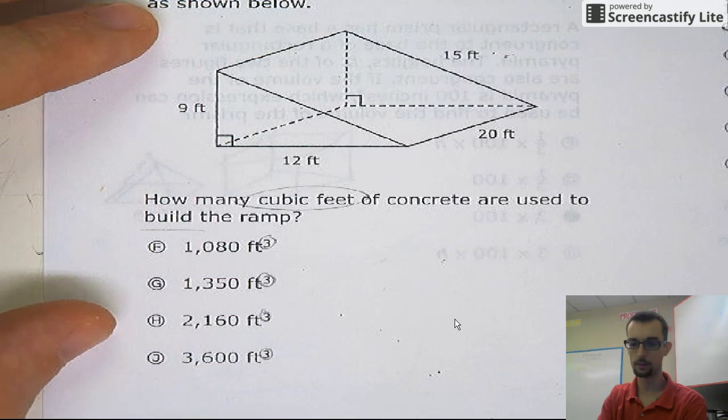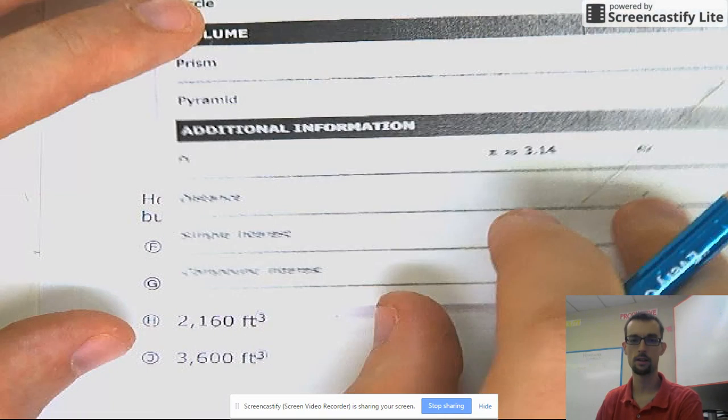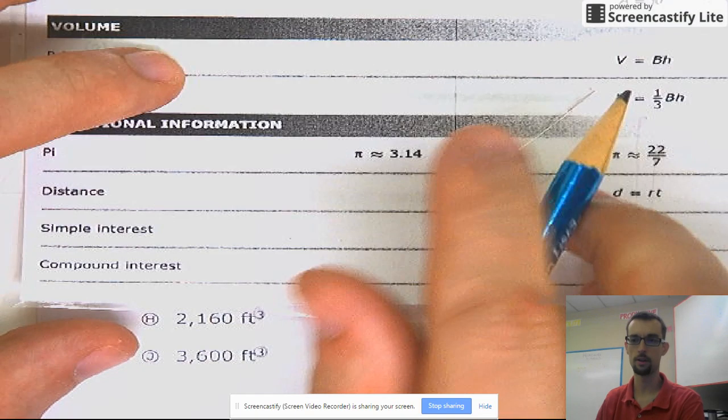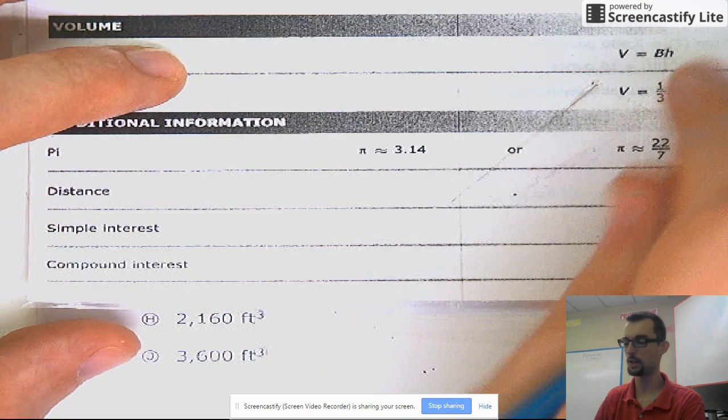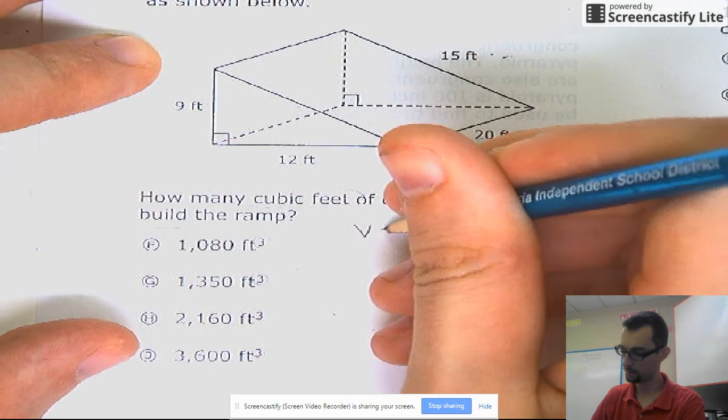Well, with a prism, you're always going to be multiplying the area of your base. I can look this up on my STAAR reference sheet in case I've forgotten, right? A prism is going to be volume equals the area of the base times the height. So I'm going to write this down. Volume equals the area of the base.